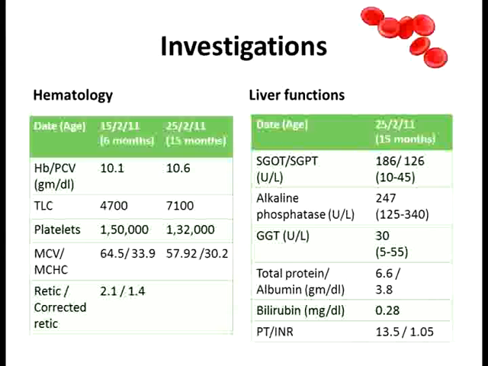Can you wait? This information of the hemoglobin being a little lower, TLC being a little lower, and the platelets being a little lower, with the MCV of 64 and the reticulocyte count of 1.4 corrected. Does it give you some ideas? Does it really help you? Hypersplenism. I think it's all because of hypersplenism.